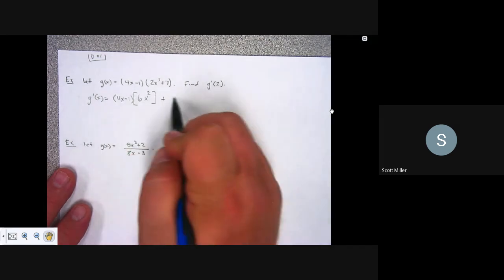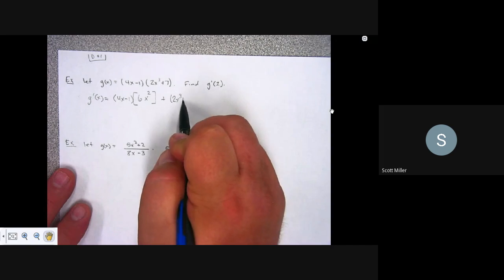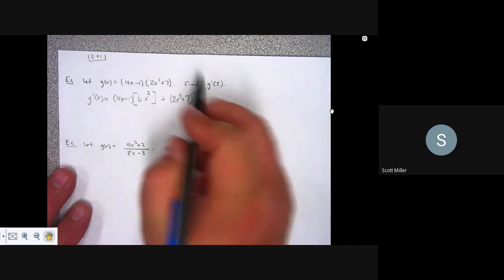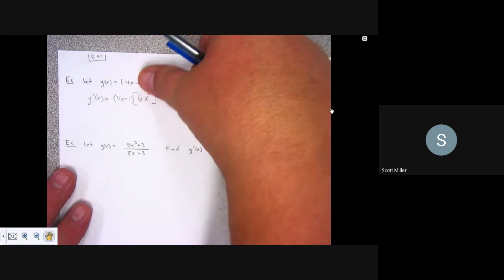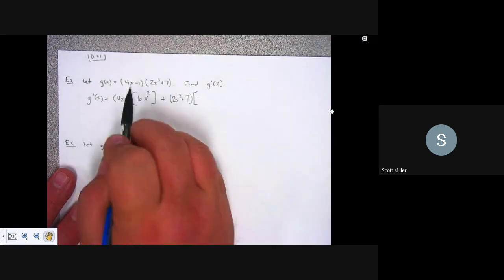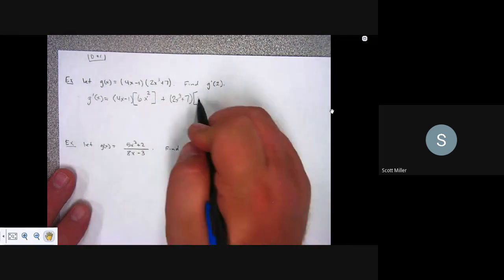First times the second, here's the second, times the derivative of the first, 4 times x. So basically what I'm asking is, what's the slope of a line with the slope of 4? Right? This is a slope, this is a line. What's the slope of this line? That's what I'm asking. Well, it's mx plus b, so the slope is 4, so this is just simply a 4.